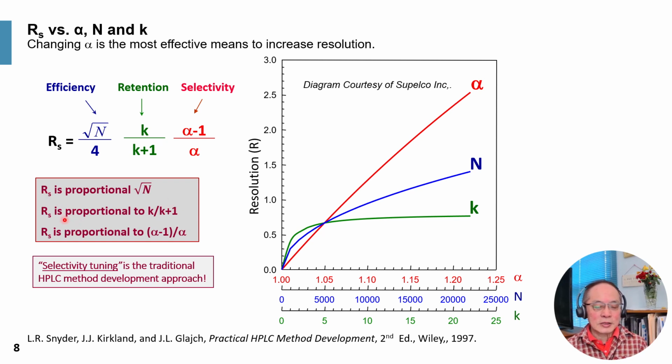So once again, summarizing, resolution is proportional to the square root of N. It is also proportional to k over k plus 1. So when k is 0, the components are eluting close to the solvent front, and there is no resolution. And also, if alpha is equal to 1, then 1 minus 1 is equal to 0. So if alpha is 1, there's no differential migration, and resolution is equal to 0. We want to optimize the selectivity. Fine-tuning is the traditional approach for HPLC method development.